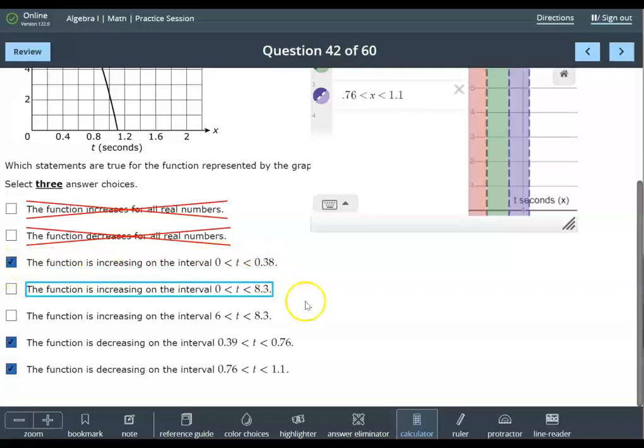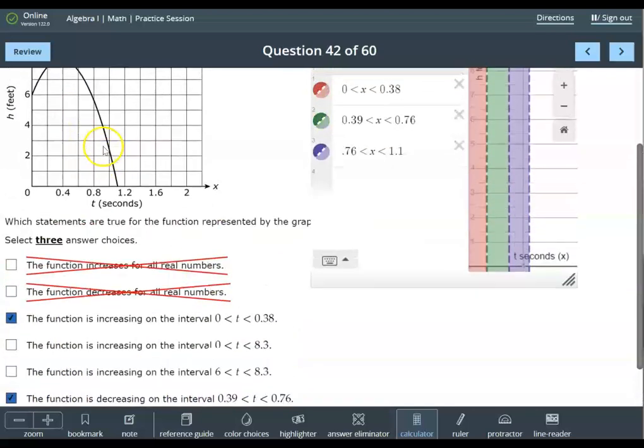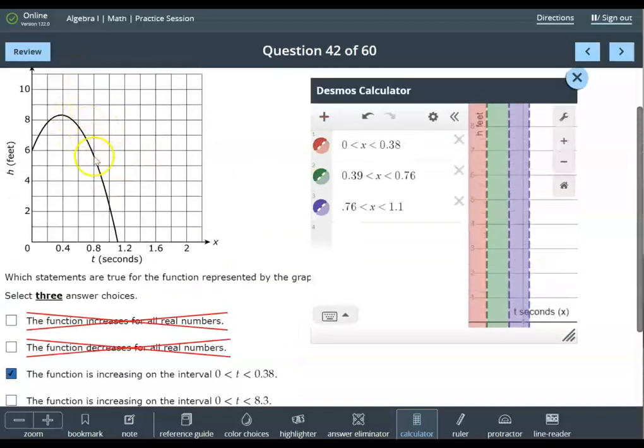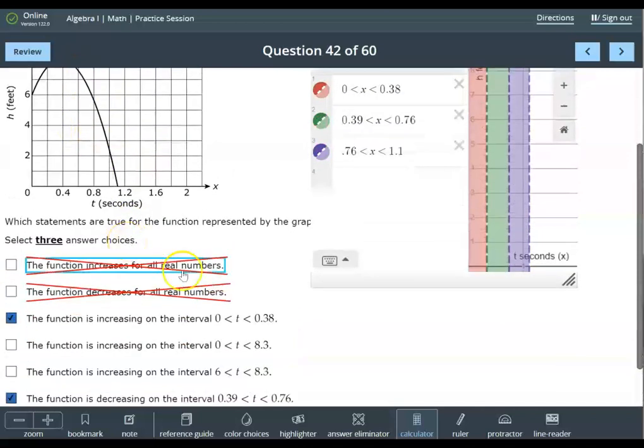increasing from 0 to 0.38. That was the red region in my graph over here. It's decreasing from 0.39 to 0.76, which is just some random point in here. So it's decreasing right up here at the top, and then it keeps on decreasing all the way to 1.1.